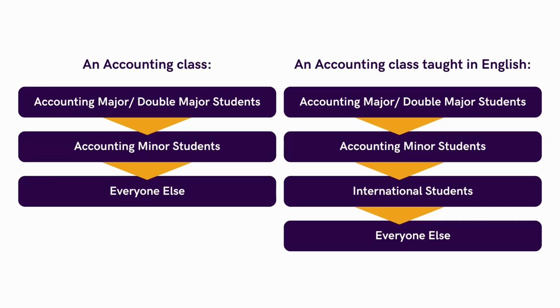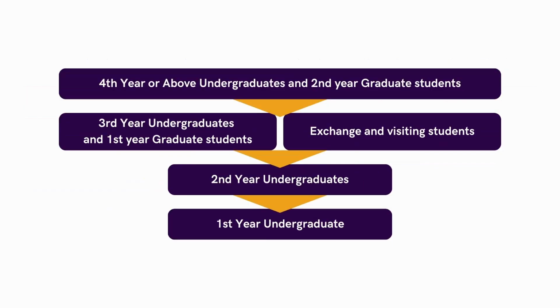This next part will get very technical. I will explain the course distribution rules. For high-demand classes, the system will do a lottery to determine which student can take the class. If there's a specific target student mentioned, these major or double major students will be assigned first, then minor students, and then other students. The order is the same when the class is taught in English, but now international students will be prioritized before other students.